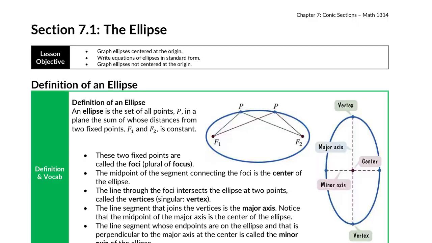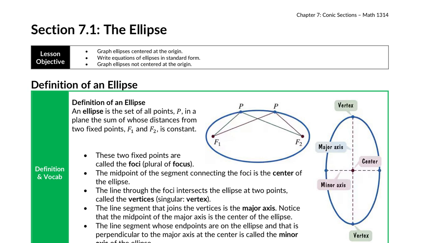Okay? Today is all about the ellipse. So your first thing right here is the ellipse. We're going to go first through vocabulary and then work on the equations for these ellipses. So an ellipse is a set of all points P in a plane, the sum of whose distances from two fixed points F1 and F2 is constant.